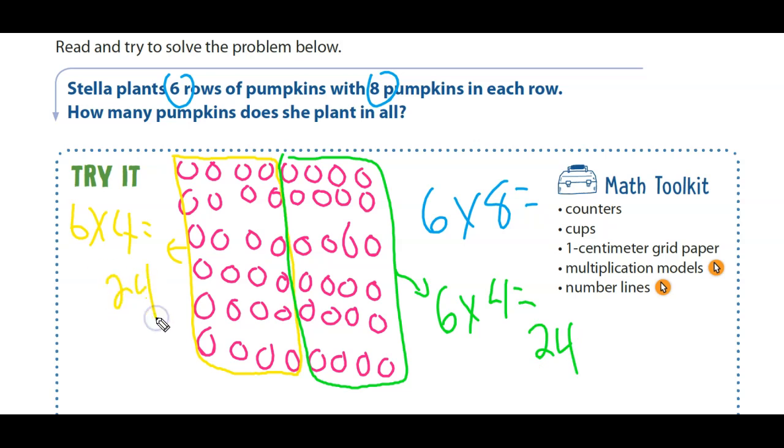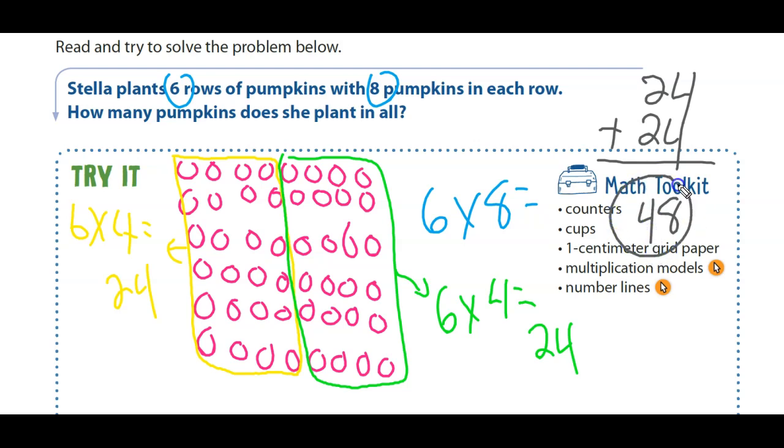24. And then what do I do next? Add both products, right? 24 plus 24. 4 plus 4 is 8. And then, do I have to carry anything? No, it's a single digit. 2 plus 2? 4. So altogether, how many pumpkins did she plant? 48. So 6 times 8 is 48.